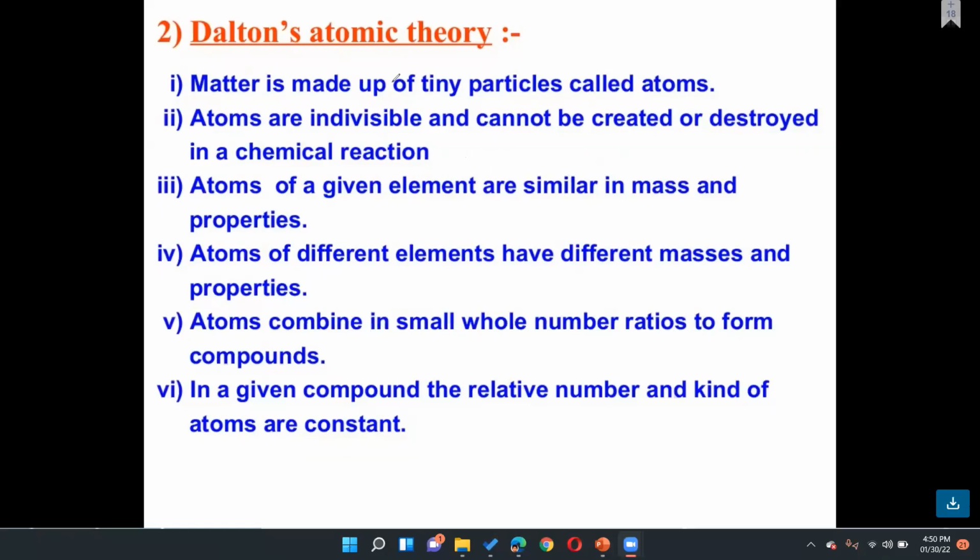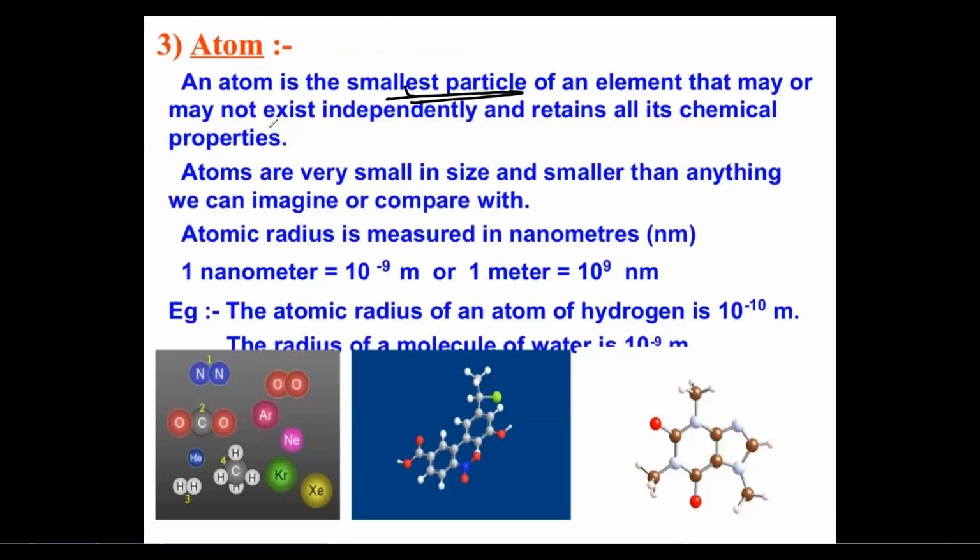Now, an atom is the smallest particle, which may or may not exist independently but retains all of its chemical properties. Atoms are extremely small. The radius of an atom is of the order of 10 raised to minus 9 meters, a nanometer. 1 nanometer is 10 raised to minus 9 meters. The atomic radius of a hydrogen atom is almost 10 raised to minus 10 meters, which is also called 1 Angstrom unit. The radius of a molecule of water is about 10 raised to minus 9 meters.